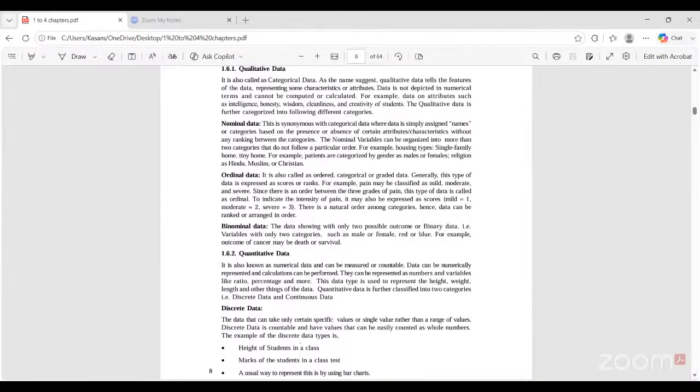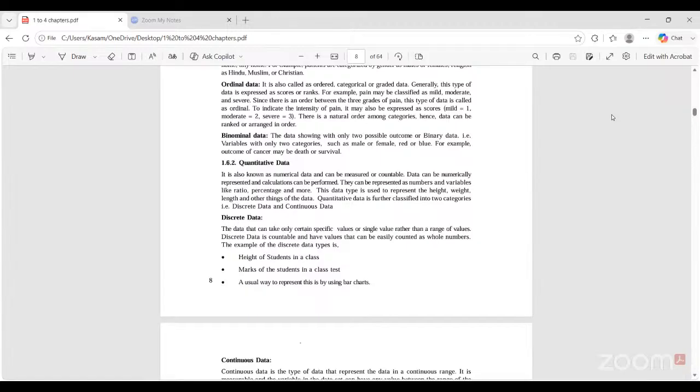What is quantitative data? Suppose we discuss quantitative data here. Quantitative data, also known as numerical data, can be measured or counted. Countable data can be numerically represented and calculations can be performed. The represented numbers and variables include ratio, percentage, and more. This data type represents height, weight, length, etc. Quantitative data is classified into two categories, discrete and continuous.